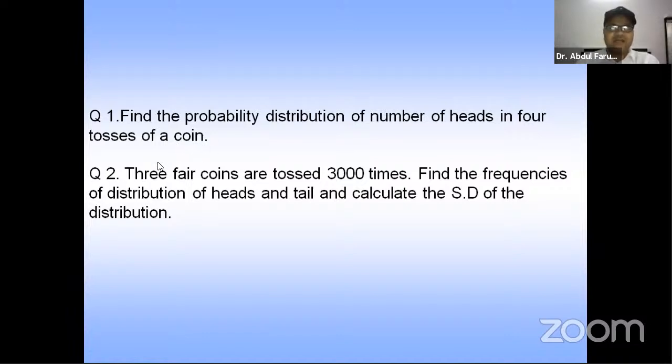कैसे फॉर्मूला लगना है, क्या लगना है, ये हम अभी डिस्कस नहीं कर रहे हैं इसमें. लेकिन इसमें प्रॉब्लम को समझो और उसके बाद इसमें ये देखने की कोशिश करो कि कौन सी स्टैटिस्टिक इसमें लगनी है. जैसे सपोज सेकेंड क्वेश्चन है, 3 फेयर कॉइंस आर टॉस्ड 3000 टाइम्स. फाइंड द फ्रीक्वेंसी ऑफ डिस्ट्रीब्यूशन ऑफ हेड्स एंड टेल एंड कैलकुलेट द स्टैंडर्ड डेविएशन ऑफ द डिस्ट्रीब्यूशन.